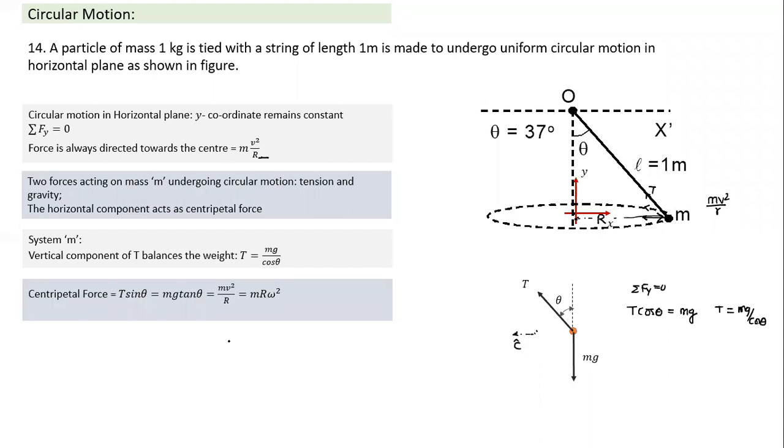So what is the component? T sin theta. So T tan theta, we substitute this value. So the centripetal force comes equal to mg tan theta. So that's the force acting, and that force has to match m into acceleration in the centripetal direction. So mass into centripetal acceleration. We are just applying laws of motion.